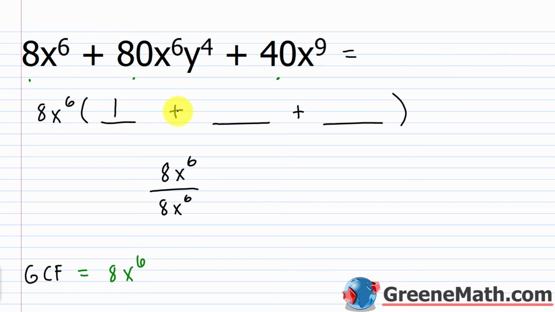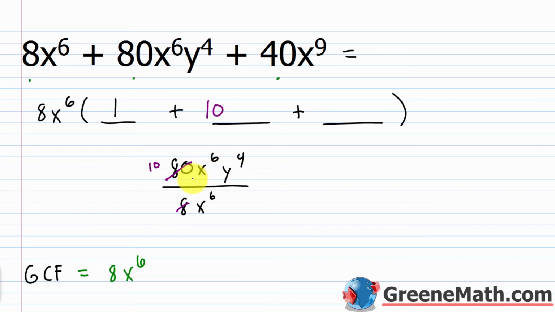And next we'd have plus. So I'd move to this next term. I'd have 80x to the 6th power, y to the 4th power, divided by 8x to the 6th power. So I know that 80 divided by 8 would be 10, so a 10 would go there. x to the 6th power over x to the 6th power is 1. And then you'd have y to the 4th power.